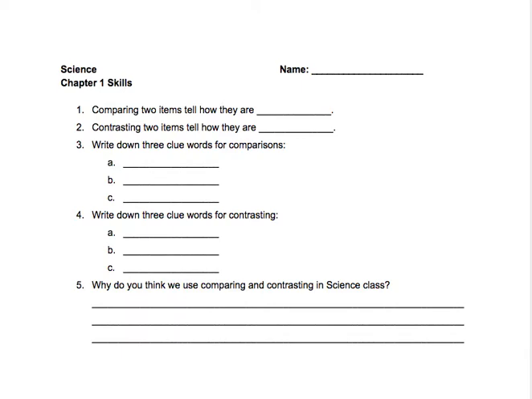So page 1, Chapter 1, we're going to talk about classification in this chapter. The first 7 or 8 chapters in the book is what we call life science. So we'll learn all about life. Then we'll move into physical science as we work our way through the book.